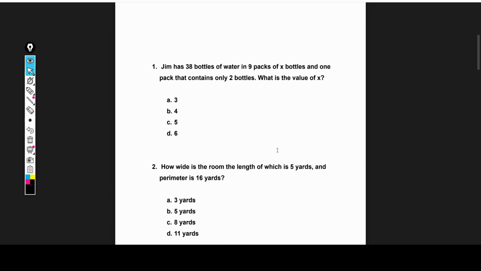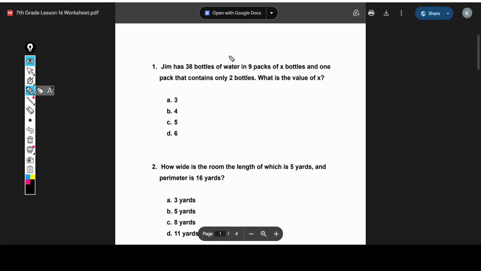So for our first problem, we have Jim, who has 38 bottles of water in 9 packs of X bottles and 1 pack that contains only 2 bottles. So what is the value of X? So to solve this problem, we can write an equation.